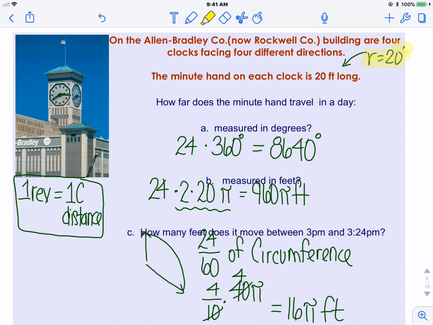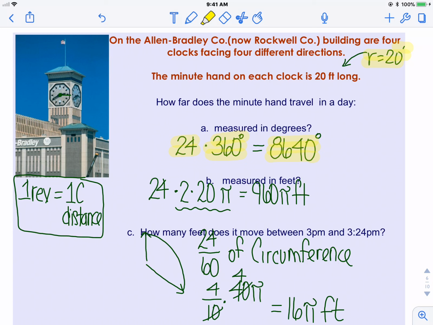And so how far does that minute hand travel in a day? Well, in a day there's 24 hours, and in degrees, 360 degrees per rotation, and the minute hand goes around 1 time per hour. So measured in degrees, it would be 8,640 degrees. That would be the same for the clock here in our classroom, that in degrees, its minute hand travels 8,640 degrees. What would be different, however, between the two clocks is what if that were measured in feet?